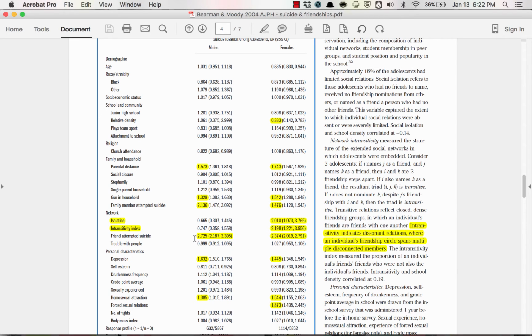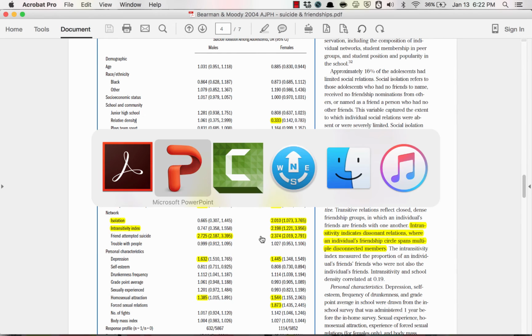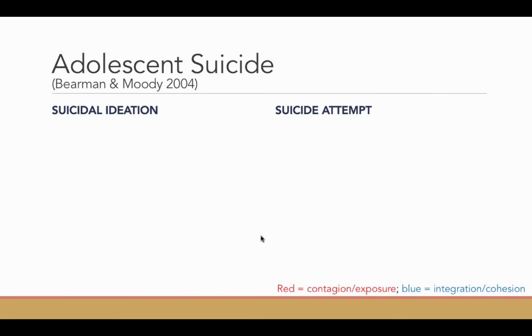And then what's really powerful are these numbers here. If you have a friend who has attempted suicide, you are more likely, males and females, okay? You're more than twice as likely to think about committing suicide yourself, okay? So if I go back over here, again, this was suicidal ideation.